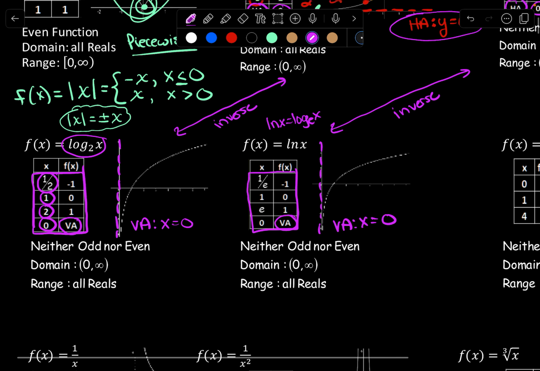Again, their inverses are neither odd nor even, therefore the inverses will neither be odd or even as well. Domains are non-inclusive, 0 to infinity, but the ranges are all reals because they go forever in both directions.